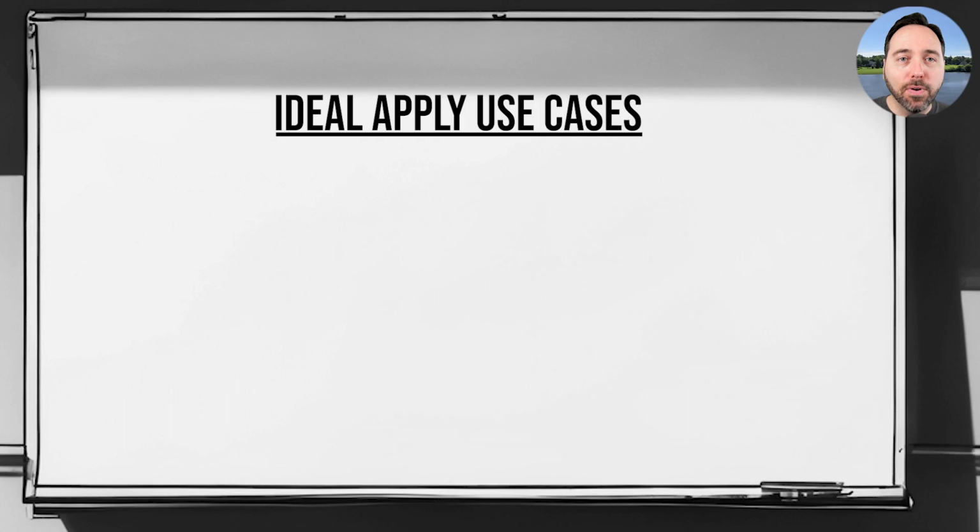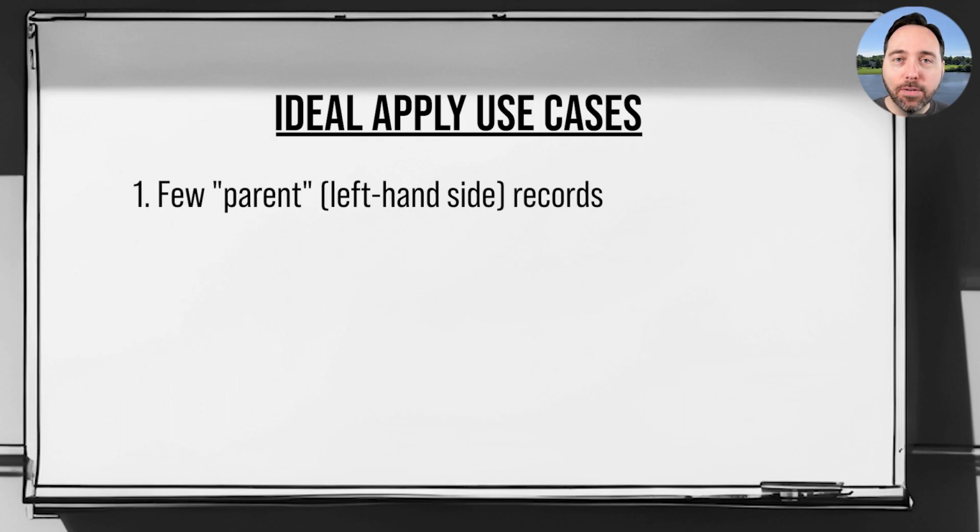The first consideration we have for an ideal use of apply is that we have relatively few records on the left-hand side, or what I've been calling the parent records. If I have a billion rows, that means a billion iterations of my outer loop, and that's probably not going to perform well. The smaller, the better here.